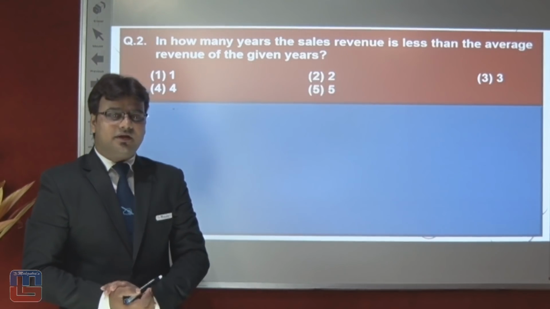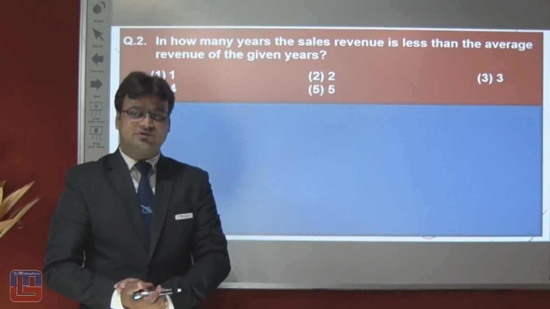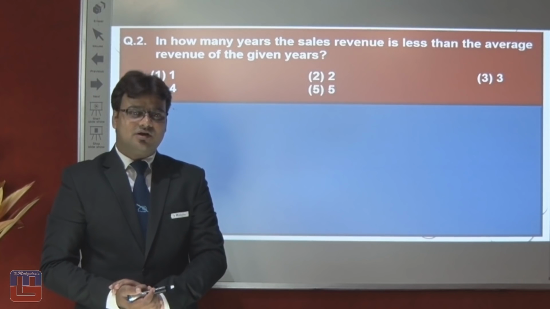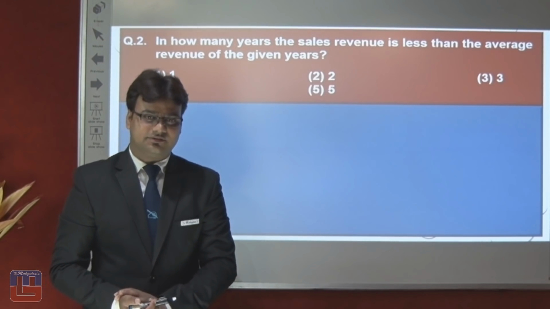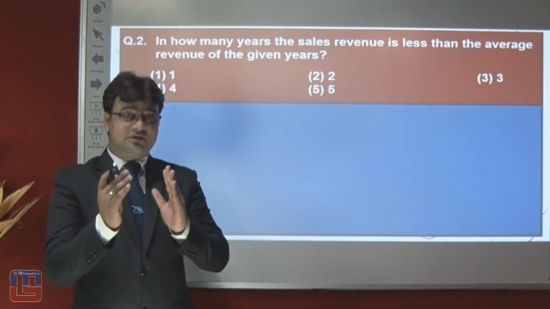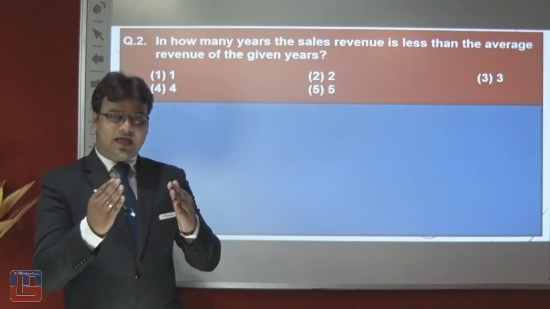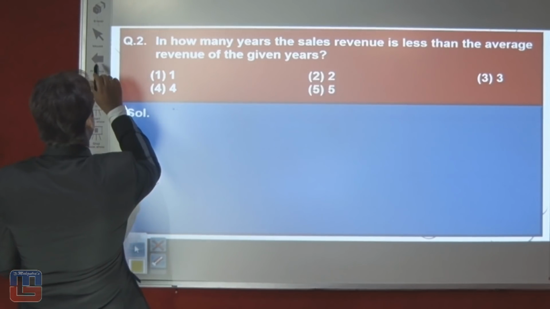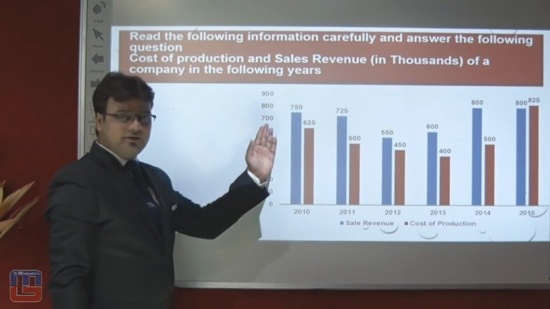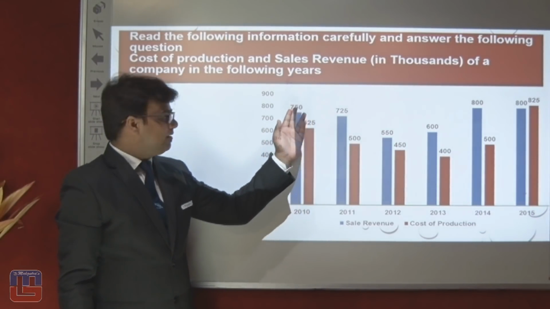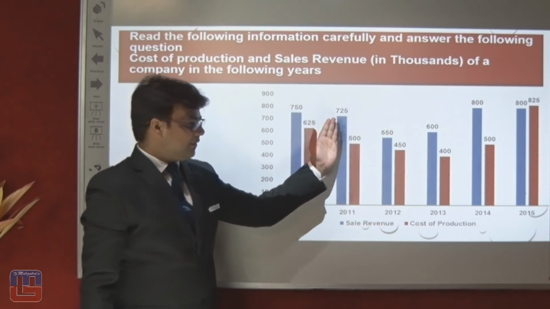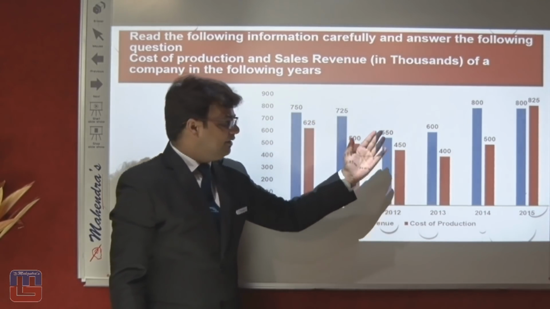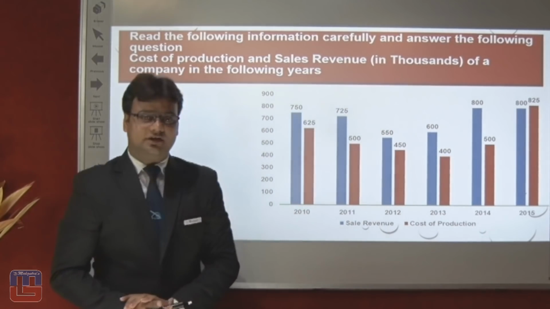In how many years is the sales revenue less than the average revenue of the given years? This is a very lengthy question. Firstly, we calculate the average sales revenue over the whole period. The revenue from sales is 750, 725, 500, 600, 800, and 800.